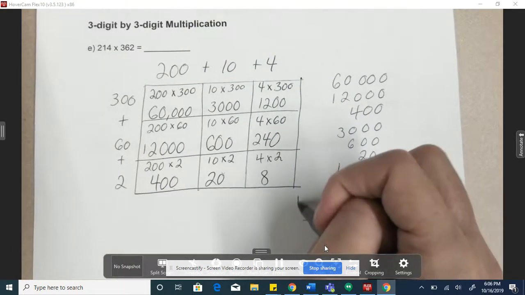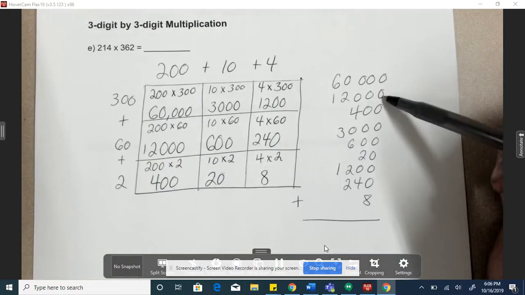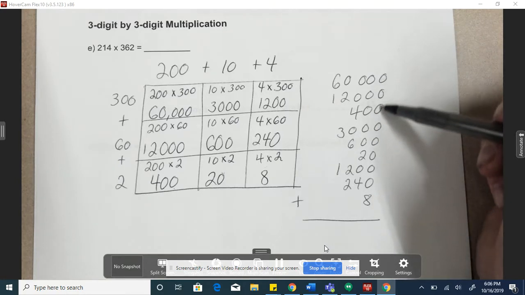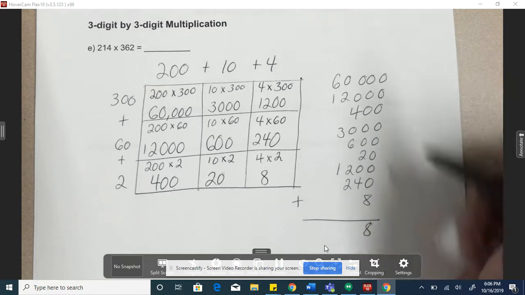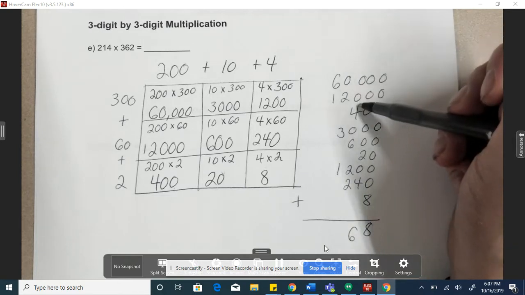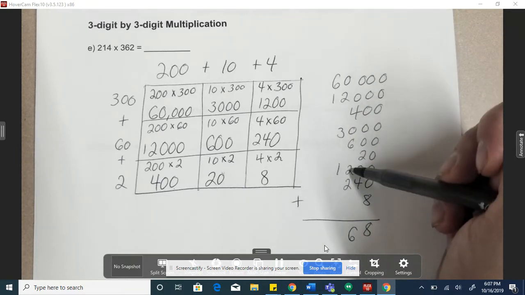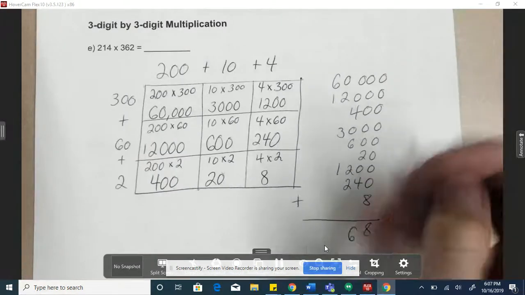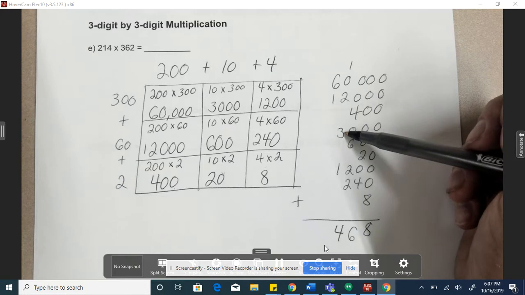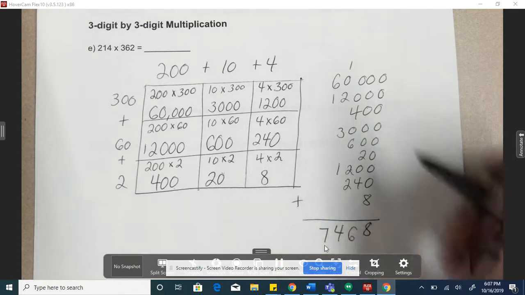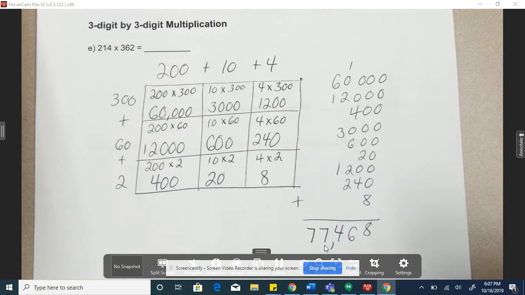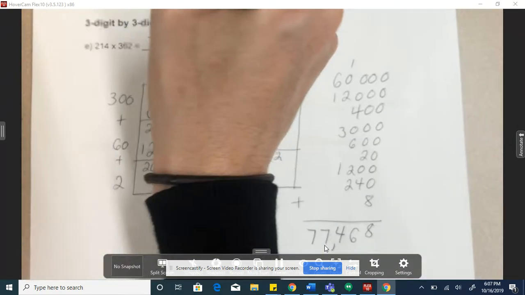So let's see. Make sure my place values are lined up. I should have 9. 1, 2, 3, 4, 5, 6, 7, 8, 9. Good, all my products are there. We're going to add all these zeros plus 8 is 8. All these zeros plus 2 plus 4 is 6. All these zeros plus 4 plus 6 is 10. Plus 2 is 12. Plus 2 is 14. Carry the 1. 1 plus 2 is 3. Plus 3 is 6. Plus 1 is 7. And 6 plus 1 is 7. So our answer should be 77,468.